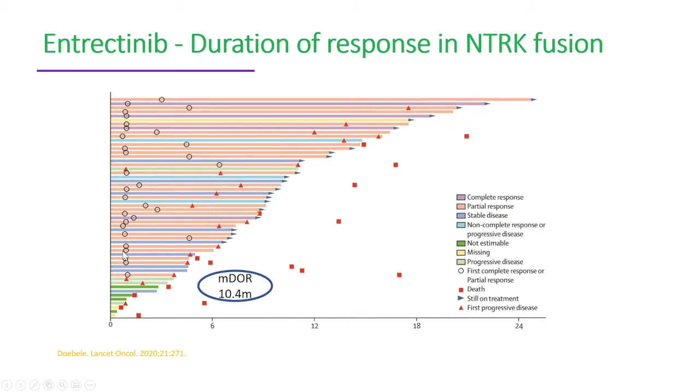The next one is the median duration of response. Again, if you look at those patients at 1 year, there is still a patient responding, and most of the patients are still active on treatment. That means they did not progress, even with Entrectinib.